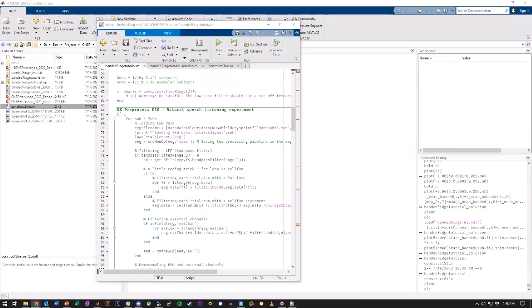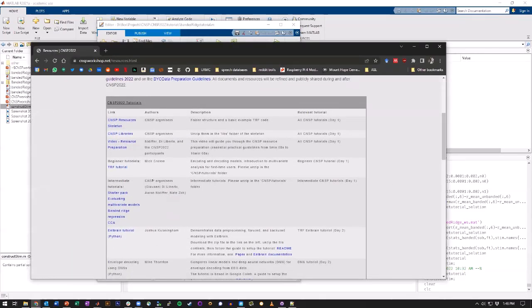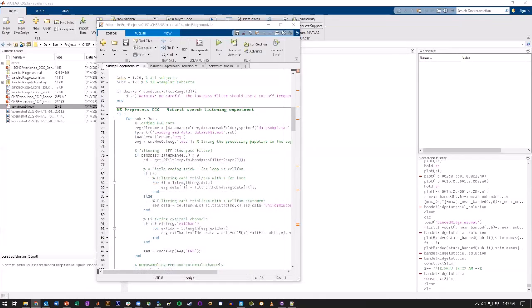So I'll be going over the script that is in this link, banded ridge regression. And I'll be talking to you a little bit about how to do multivariate analysis. This is a brand new function that we have in the MTRF toolbox. In fact, it's not even uploaded to the Git yet. I'm not sure it's quite done to put into the MTRF toolbox, but it is included in the CNSP libraries.